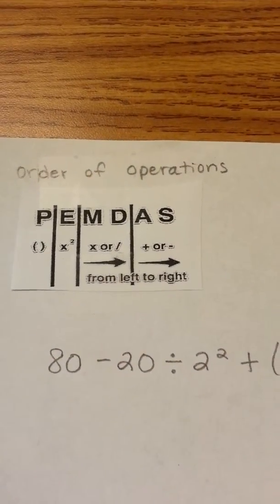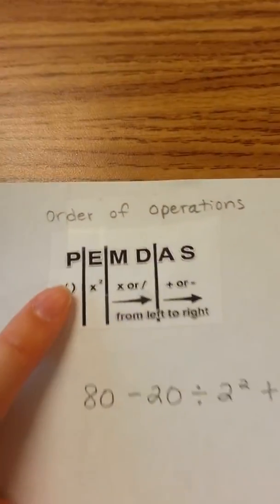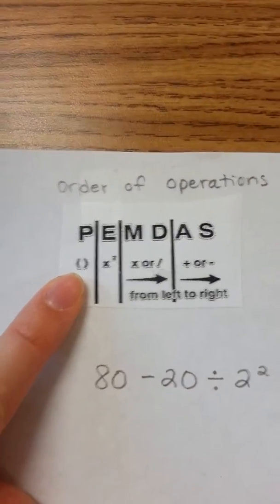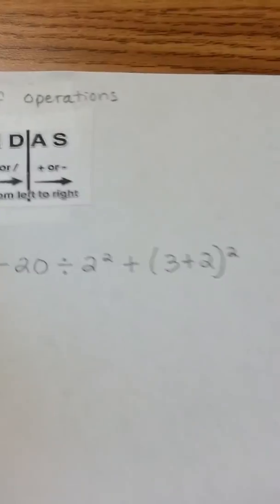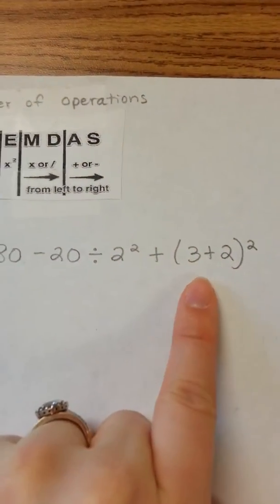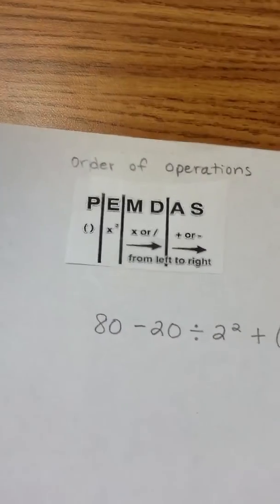Today we're going to focus on order of operations. Order of operations begins by addressing your parentheses first. If you have a problem with parentheses, for example, this problem below, you're going to start by solving within the parentheses. The next step is the exponents.